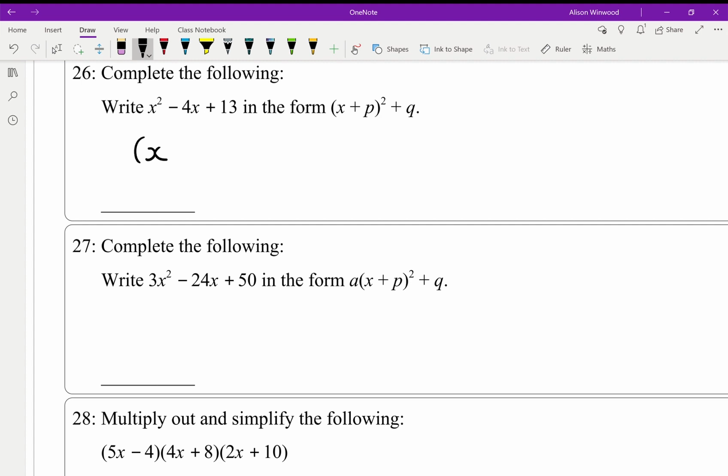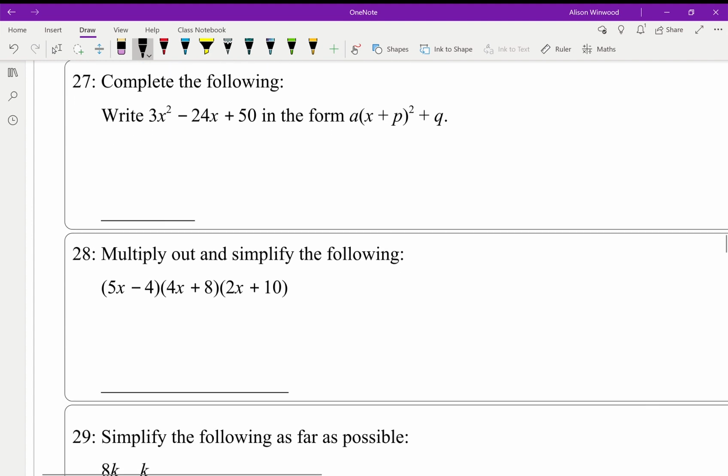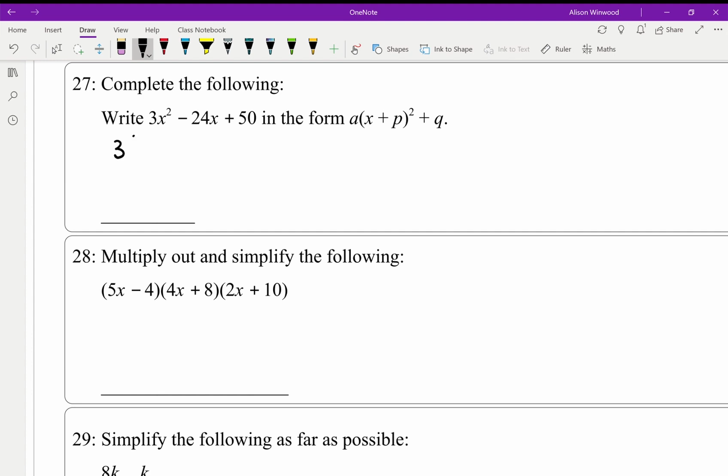P is always half the x coordinate, so it's -2. -2 squared is 4, and I need 13, so I need to add another 9. If I factorise out 3 from the first two terms, then I halve the x coordinate. Now 4 squared is 16, multiplied by 3 is 48, and I need 50, so I need another 2 more.